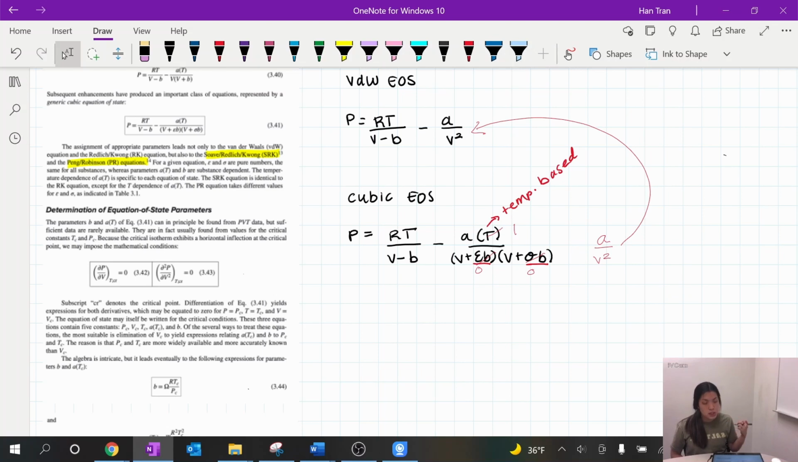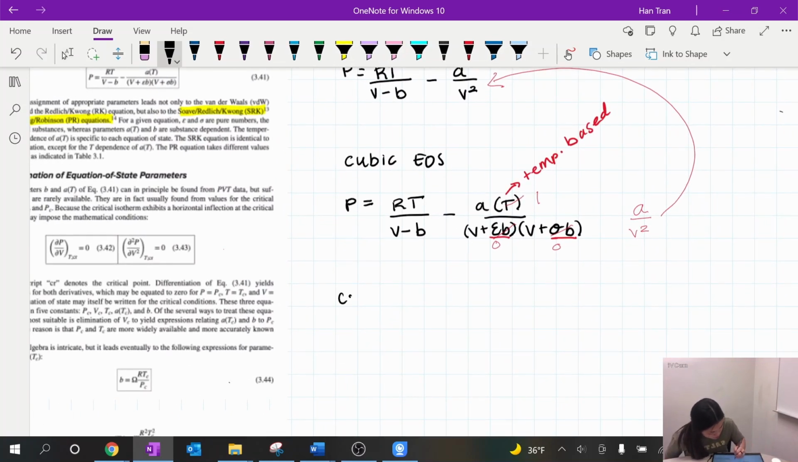But what we want to do in this video is find the cubic polynomial expression. And so no matter which equation of state, whether you're using SRK or PR or van der Waals, it is to find the pressure at a given temperature and a given volume. But when we find the polynomial expression, we want to do it in terms of the compressibility factor.